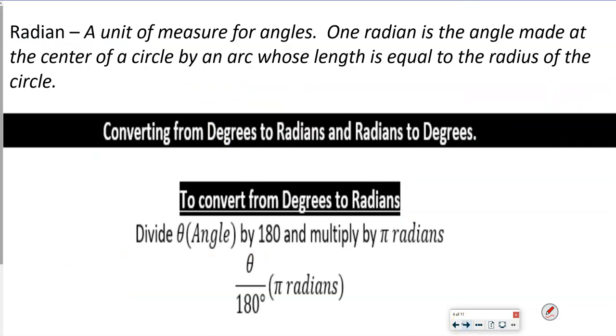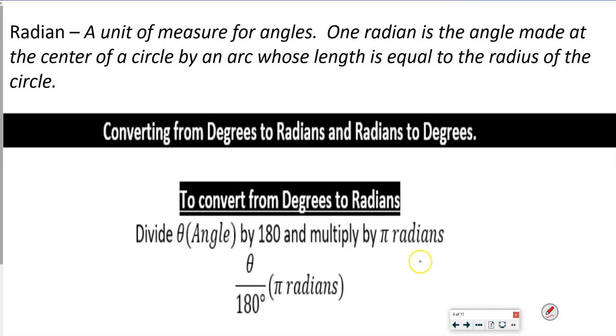So we're going to talk about radians and degrees today, converting from degrees to radians and from radians to degrees, okay? So a radian is a unit of measure for angles. 1 radian is the angle made at the center of the circle by an arc whose length is equal to the radius of the circle.